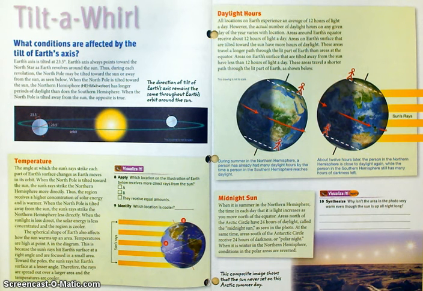Look down at the bottom where it says midnight sun. When it's summer in the northern hemisphere, the time in each day that is light increases as you move north of the equator. Areas north of the Arctic Circle have 24 hours of daylight, and that sometimes is called the midnight sun because the sun is up 24 hours a day.